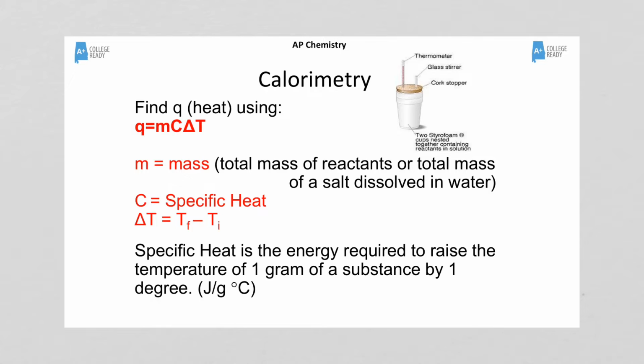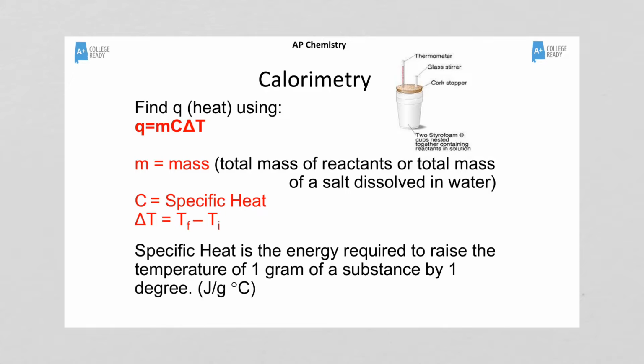So starting off, if a calorimeter is mentioned, or 2 polystyrene cups, which is the chemical name of the brand name Styrofoam, if anything like that's mentioned, you should think Q equals MC delta T. This is on your formula sheet. M is mass, and we do want to use total mass. So if we have 2 reactants, we're going to add their masses together. If we have a salt dissolved in water, we're going to add those 2 masses together.